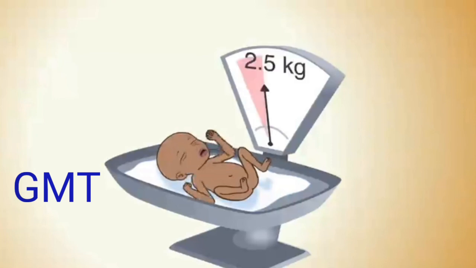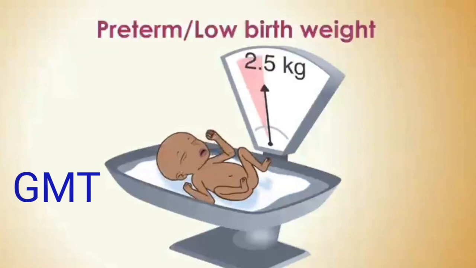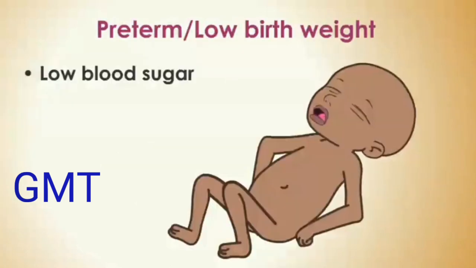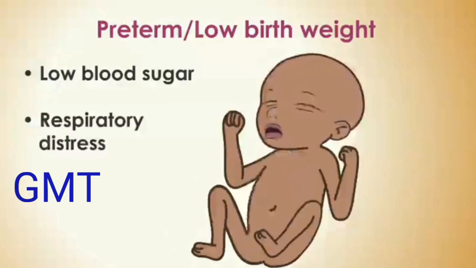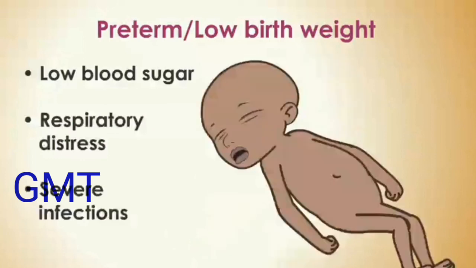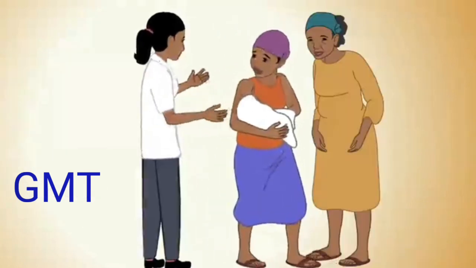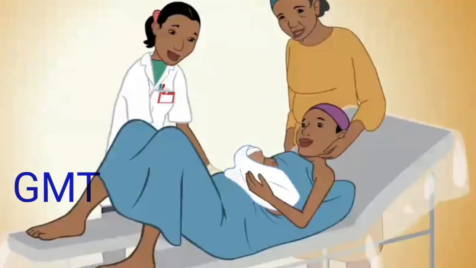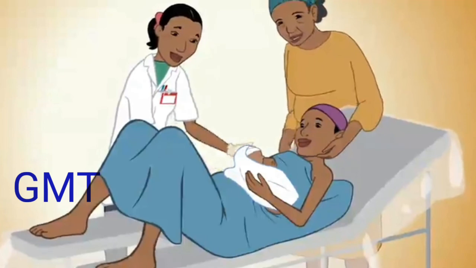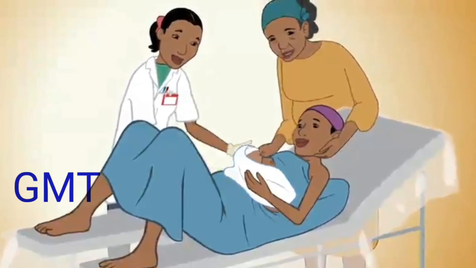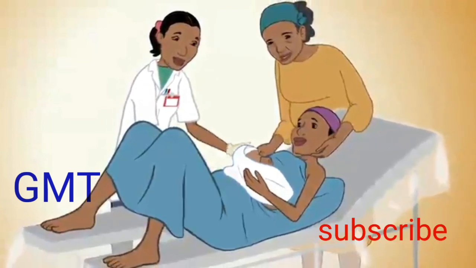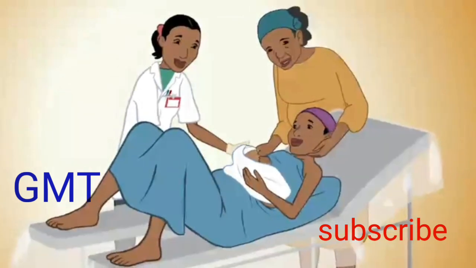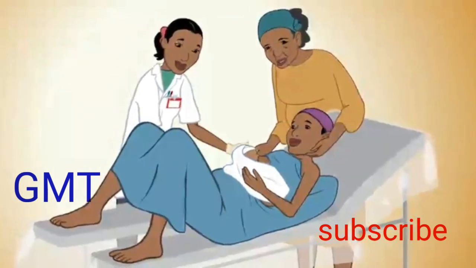Weigh the newborn. If less than 2.5 kilos, consider the newborn low birth weight and at risk of complications such as low blood sugar, respiratory distress, and severe infections. For further management, see low birth weight film. At discharge, ask the mother to return if the newborn shows any danger signs. Keep the mother in the delivery room for a minimum of 1 hour after the delivery of the placenta. By performing active management of the third stage of labor, you can prevent a postpartum hemorrhage.